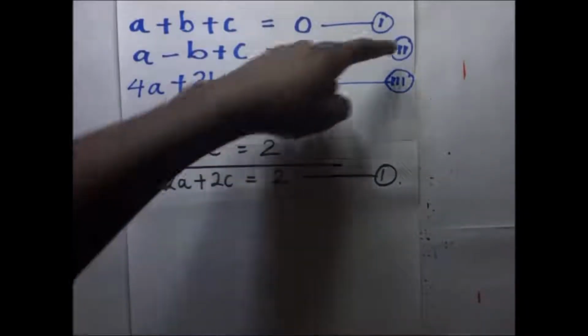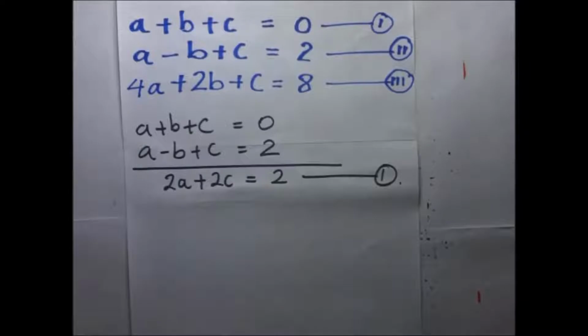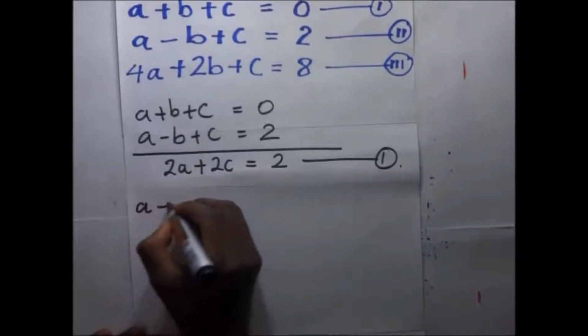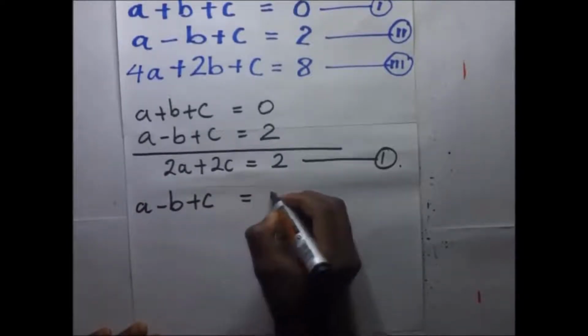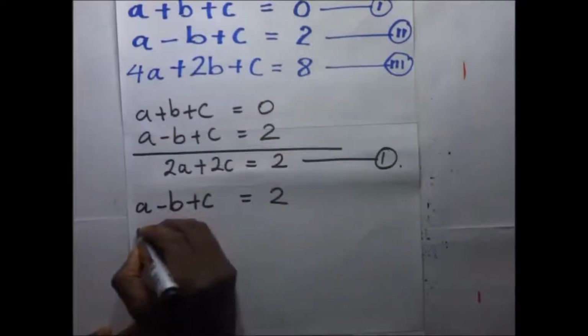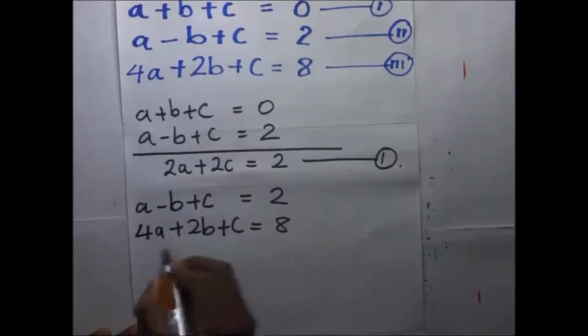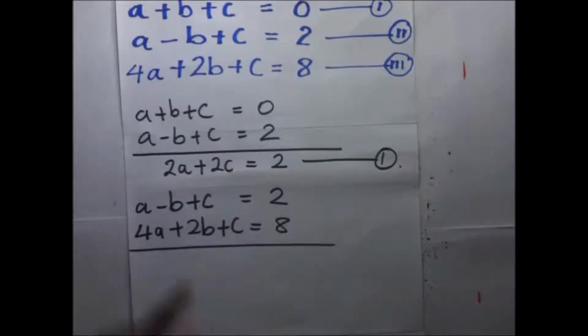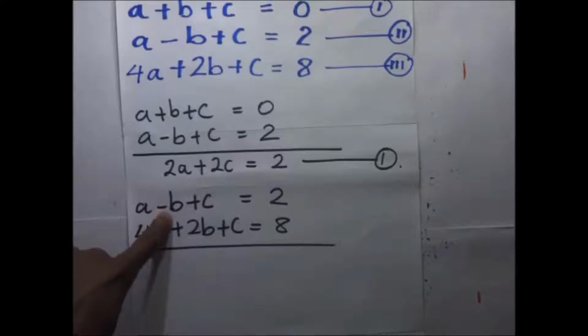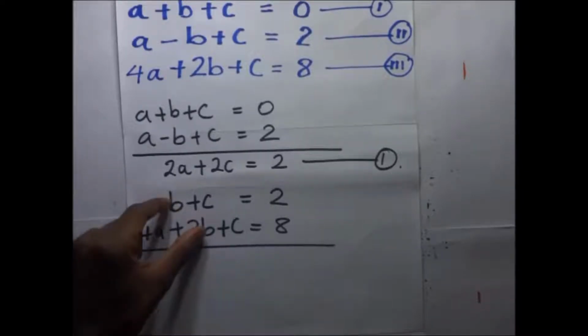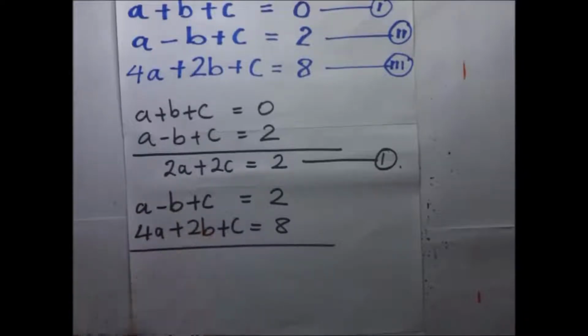So now we pair equation 2 and equation 3 to get another equation, but with the intention of eliminating b. When we pair those two, a minus b plus c is equal to 2. Then we have this one, 4a plus 2b plus c is equal to 8. Now for us to be able to eliminate b, the coefficient of b here is 2, here the coefficient of b is negative 1. If the coefficient of b here was negative 2, it would simply be negative 2b plus 2b. Negative 2b plus 2b would make this 0. The value of b will disappear.